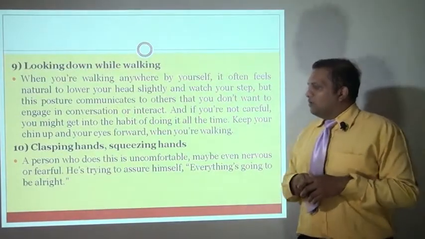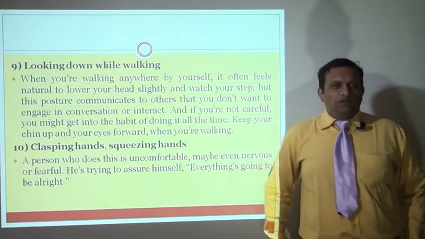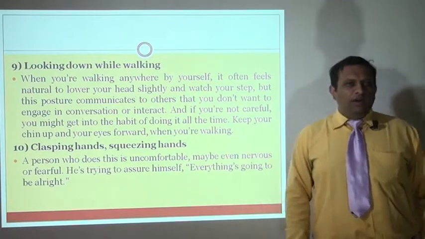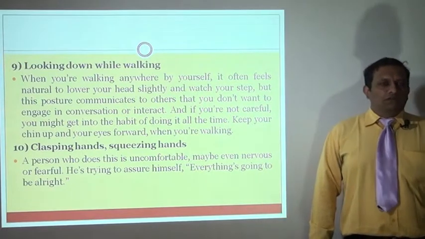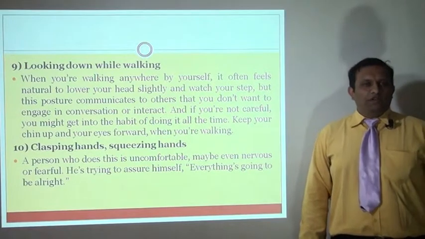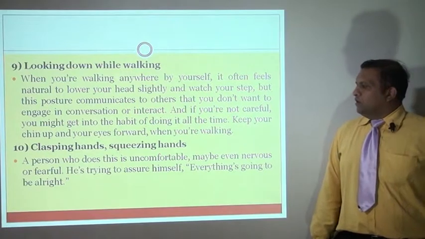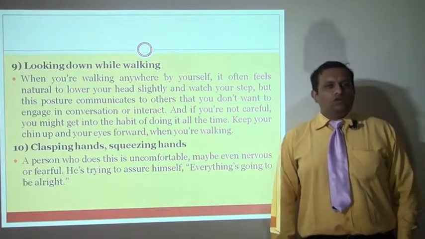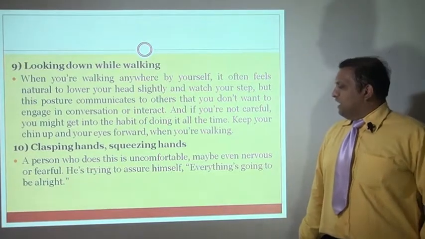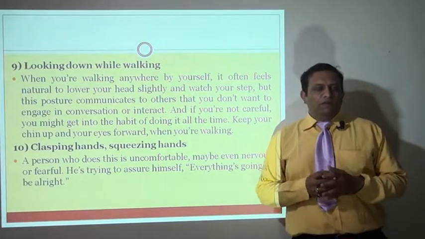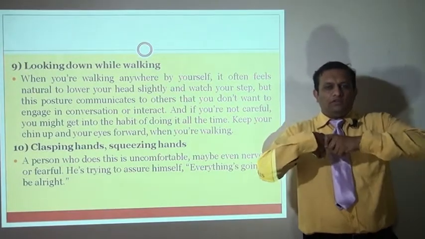Looking down while walking. Many people on the streets are seen walking with their hands in the pockets and their heads down, and walking in a manner which is very depressing. Such persons are most likely to be in a depressed frame of mind, angry or frustrated over something. It is not wise to talk to a person in this kind of frame of mind. Clasping hands or squeezing hands. Some people have a habit of clasping their hands or cracking their fingers like this.